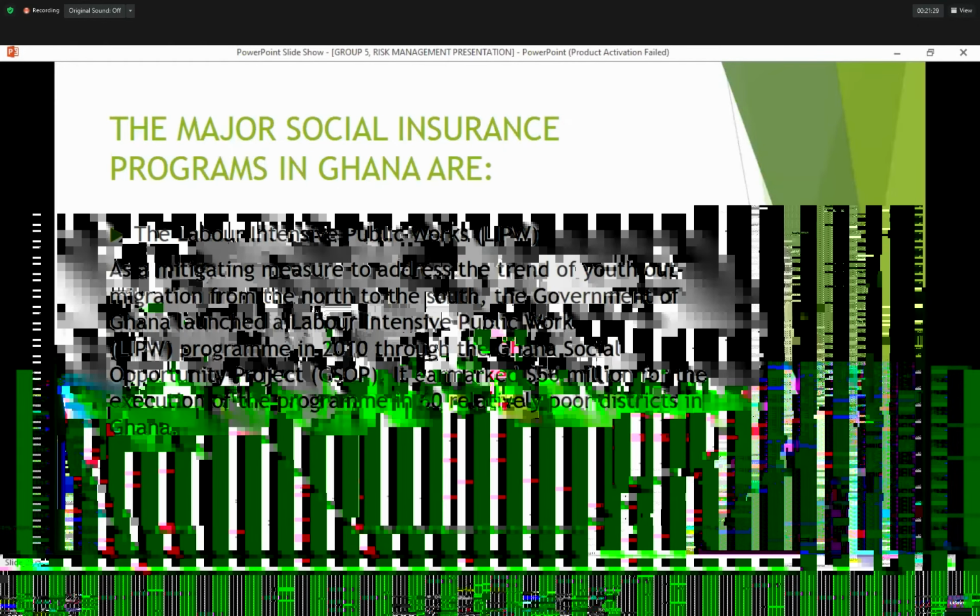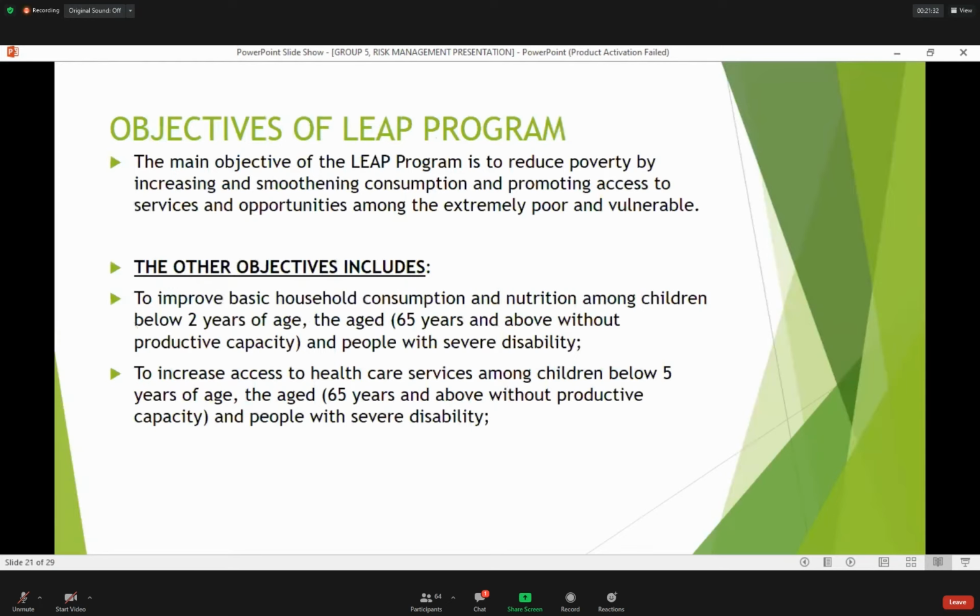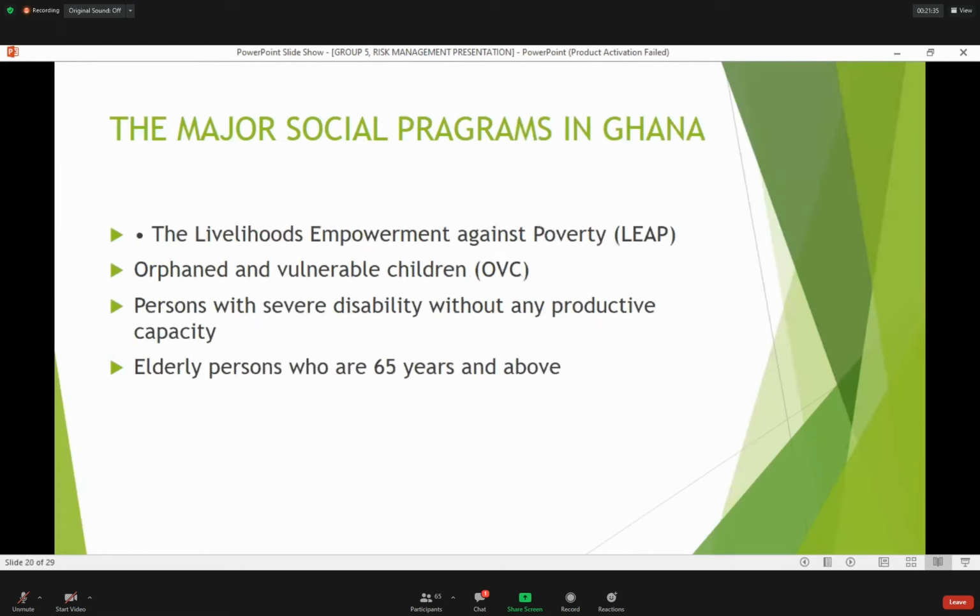Yes. Okay. So as seen, there were 5 of them that we could find. The first of them is LEAP, the Livelihood Empowerment Against Poverty program. It was first created in 2008 by the Ghanaian government for extremely poor households with categorized eligibility. To qualify, you must be 65 years or above, orphaned or vulnerable as a child, or a person with a severe disability without any productive powers, meaning you can't be involved in any productive activities that may earn you employment or an income.